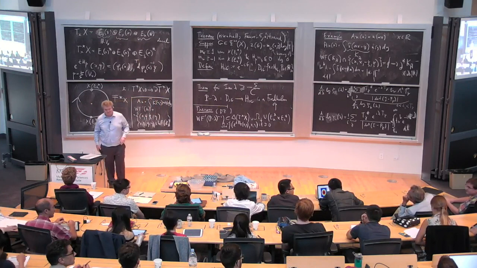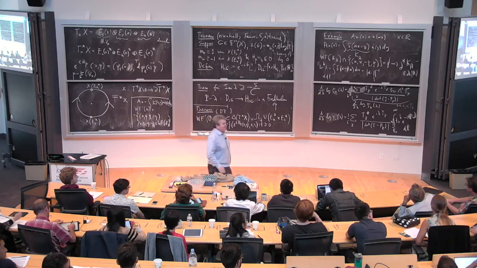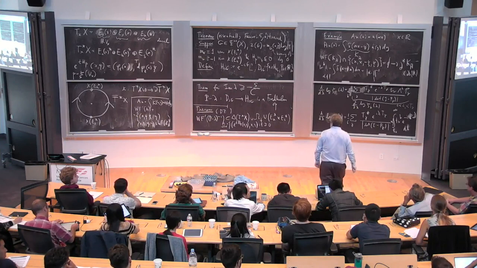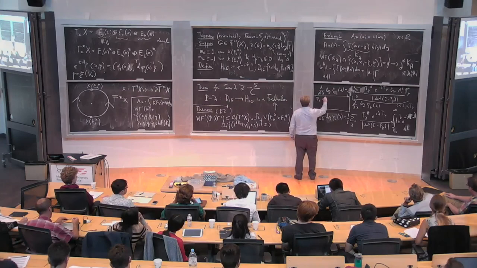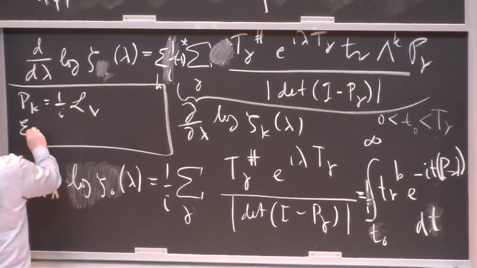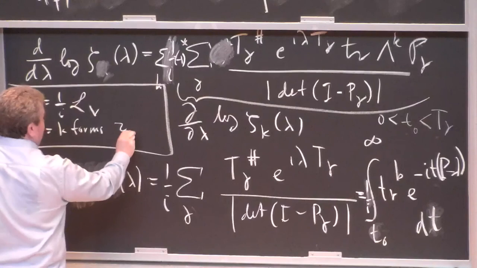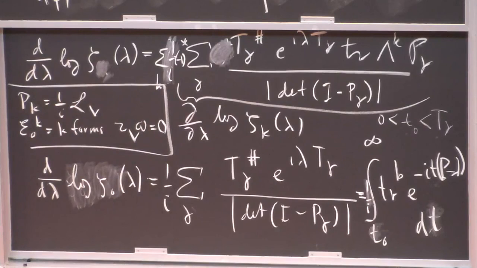Oh, yes, sorry? That's right. Yes, so in that case, the operator P is just the Lie derivative. So P_k, in that case, is 1/i times the Lie derivative along V, acting on the bundle E_0^k, which is k-forms satisfying contraction by V is zero. So this is a sub-bundle of the bundle. But this is exactly the right space for which Guillemin's formula applies.